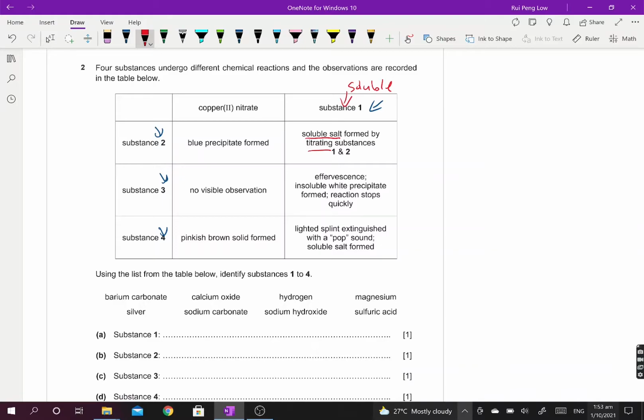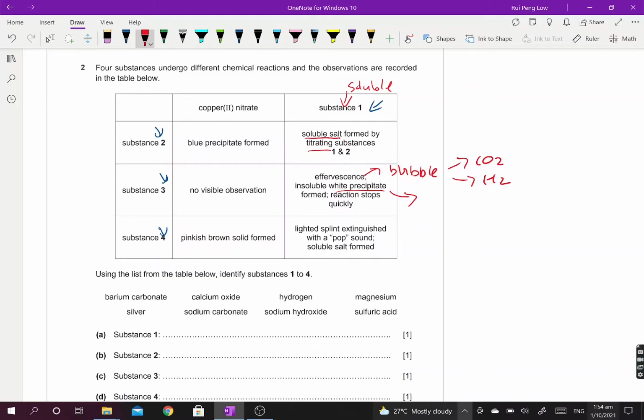When substance 1 reacts with substance 3, effervescence, insoluble white precipitate form, reaction stops quickly. Okay, not too much information we can think about. Effervescence means bubbles. What kind of bubbles? Maybe it could be CO2, it could be H2. White PPT, so what do we have? We just have to have some note on this, but so far, still not much we can talk about.